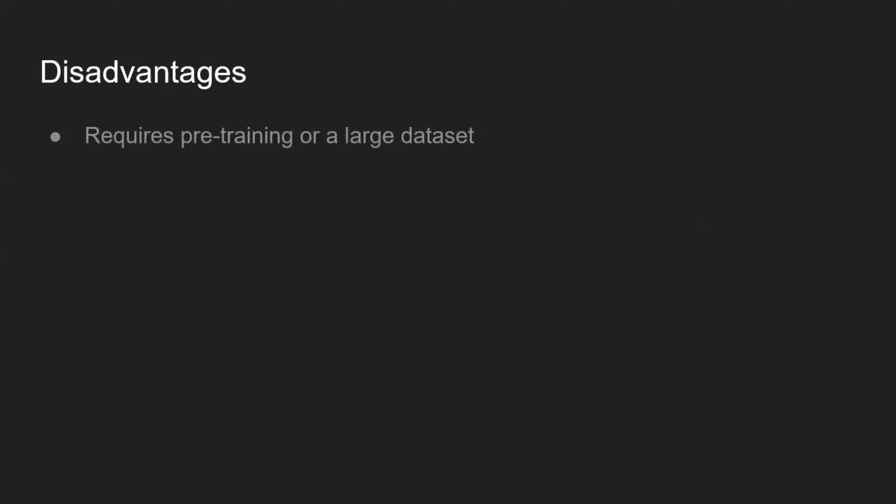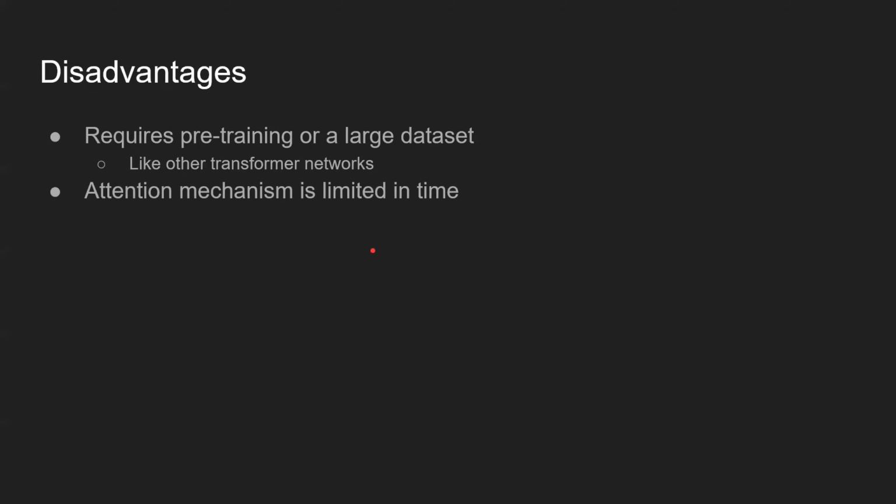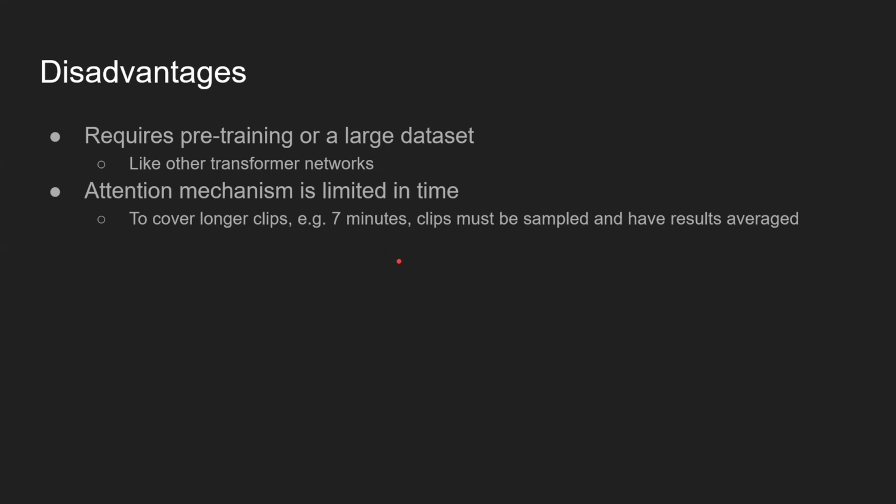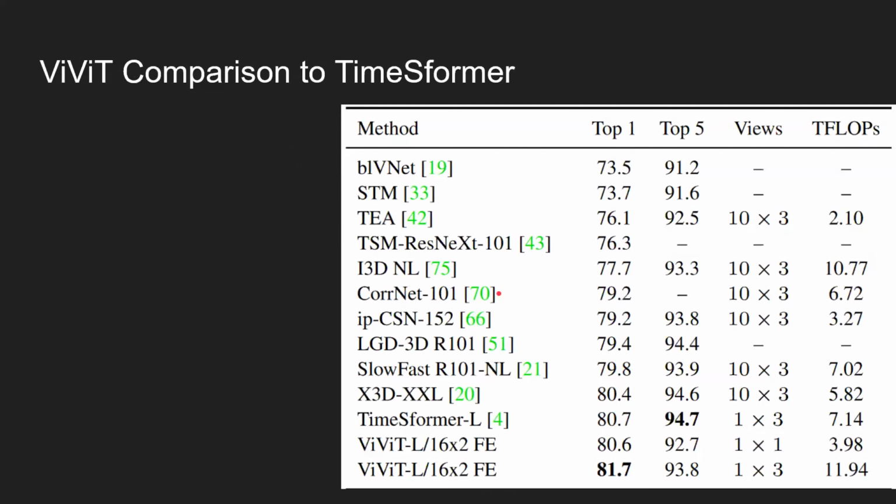There are also some disadvantages. Just like other transformer-based architectures, it requires pre-training or a large data set. The attention mechanism is limited in time, and for this model to cover 7 minutes, the clip must be sampled and have the results averaged.